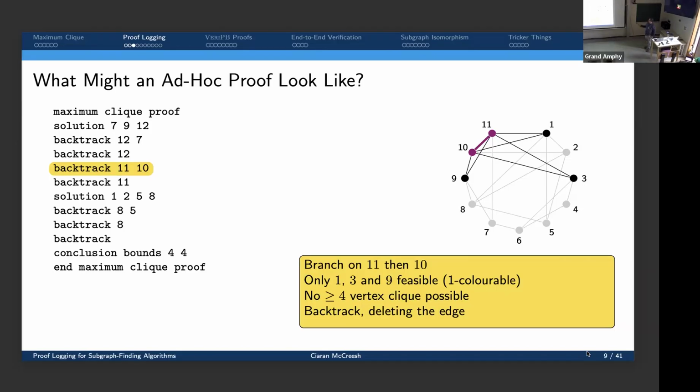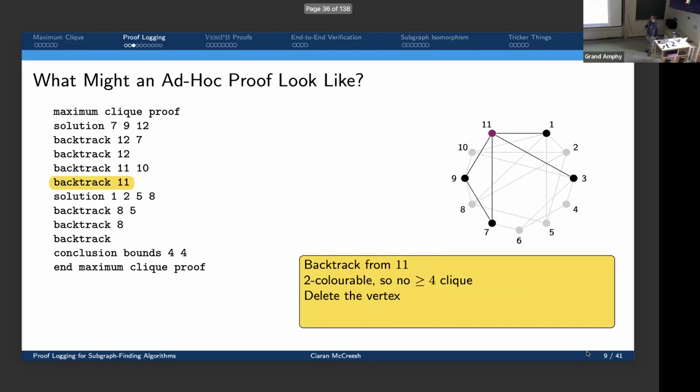Let's say I branch from vertex 11 and vertex 10. I end up in this state. I only have 1, 3, and 9 feasible. You see this? These 3 vertices can all be given the same color. So I've accepted 10 and 11. And then 1, 3, and 9 can all be given the same color. So I'm definitely not going to find a 4 clique here. The best I can get is 3. So I'm going to backtrack from accepting 10 and 11. Again, this is sort of saying I can delete this edge entirely from the graph.